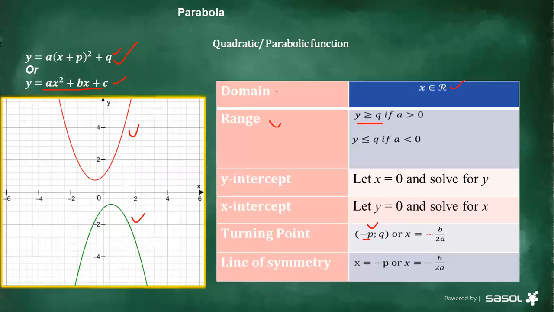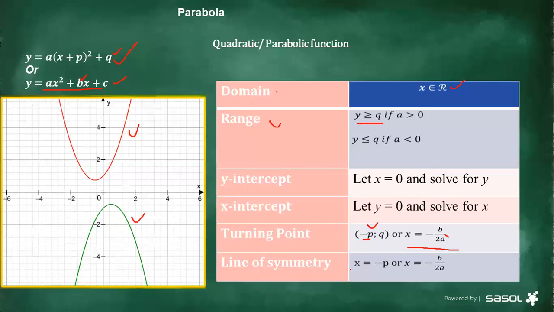Now, what will happen if it is given in this standard form? What are you going to do? You are going to use this formula, which is x equals negative b over 2a. This is going to help you determine the value of x at the turning point. You can see there is b there, meaning you take the coefficient of x, and 2a, the coefficient of x squared. Then you just substitute them there and you get the value of x at the turning point. To get y, you substitute the value you have obtained into the original equation so that you can get the value of y of the turning point.